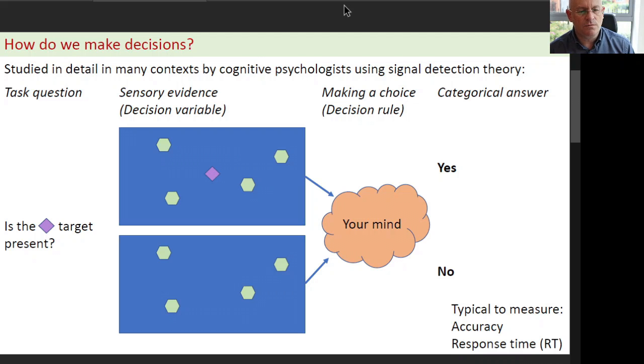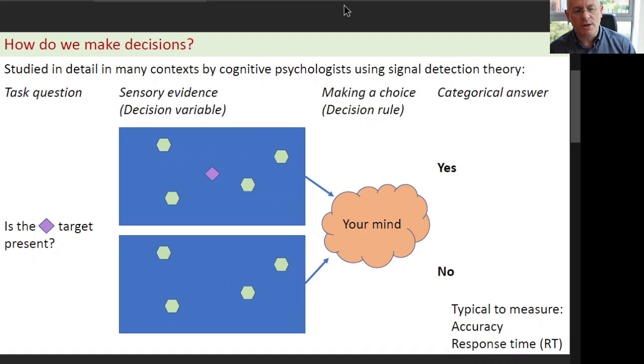This has been studied in great detail by cognitive psychologists over many years and is a field that we could do well to understand in producing visualizations and understanding data. One approach is to consider decision making using signal detection theory. And signal detection theory frames a problem in decision making as something where you're trying to detect a signal in a very noisy environment.